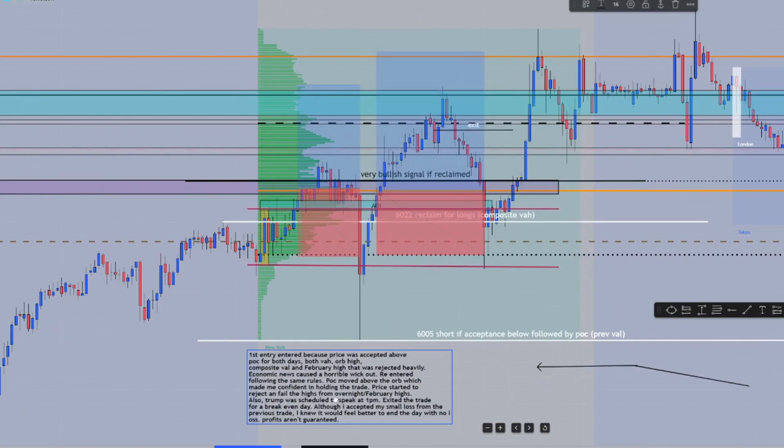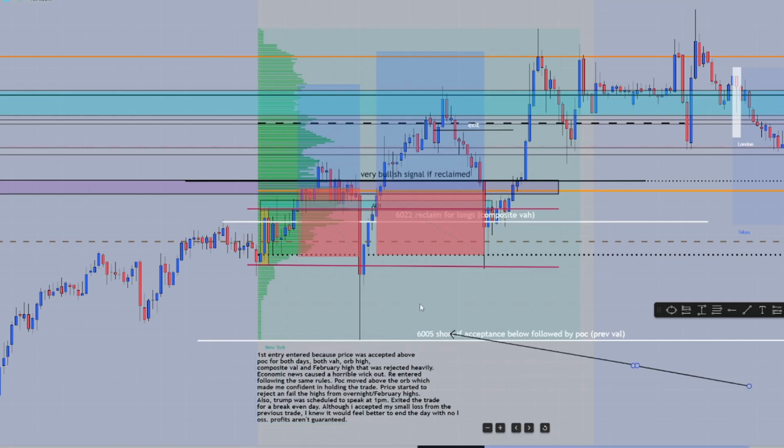So let's just read my notes because I'm confusing myself. All right, so first entry. Okay, so first entry was this one right here. Enter because price was accepted above POC for both days. Both value area high, ORB high, composite value area low, and February high was rejected heavily. So everything was rejected, like here, all this was rejected.